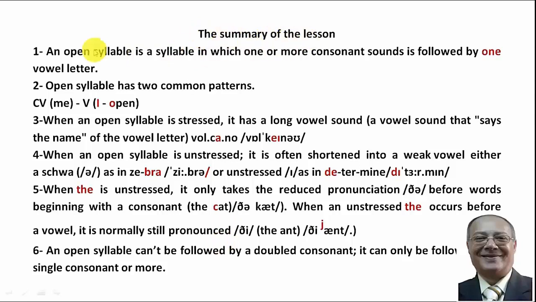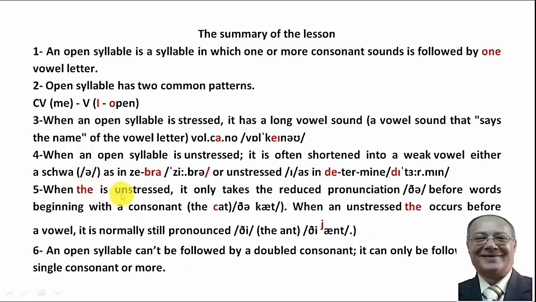The summary of the lesson. An open syllable is a syllable in which one or more consonant sounds is followed by one vowel letter. Open syllable has two common patterns, CV, me, and V, I, open. When an open syllable is stressed, it has a long vowel sound, meaning a vowel sound that says the name of the vowel letter, volcano. When an open syllable is unstressed, it's often shortened into a weak vowel, either a schwa, as in zebra, or unstressed e, as in determined.